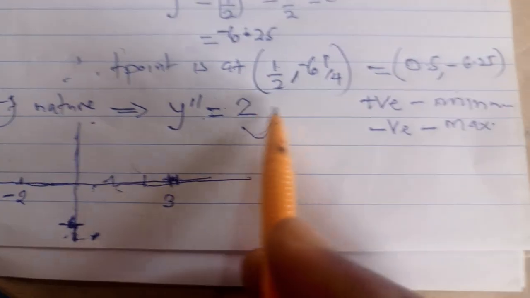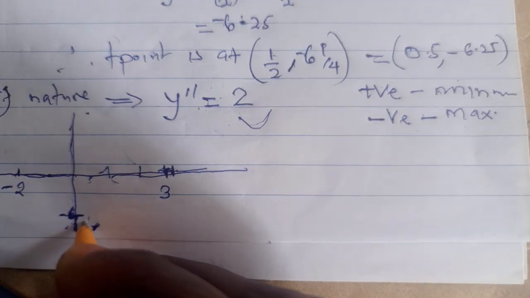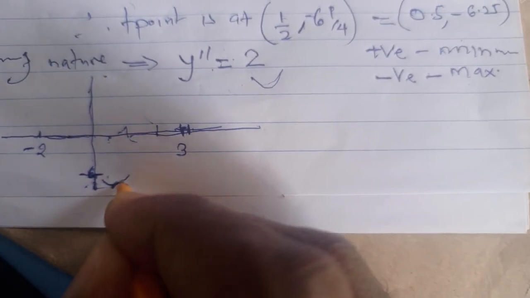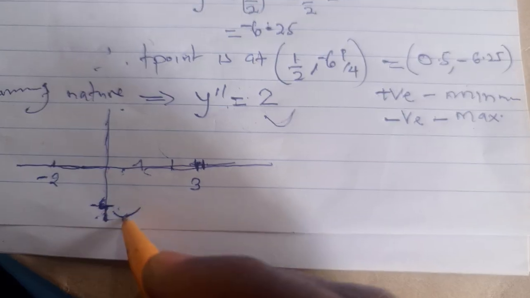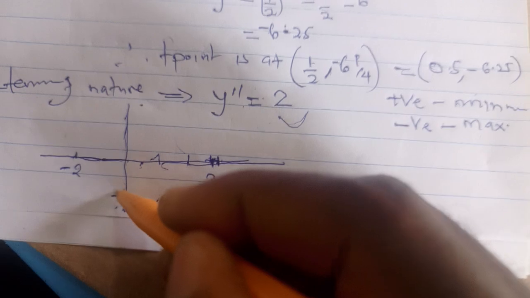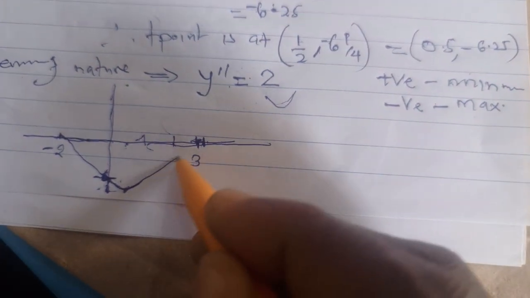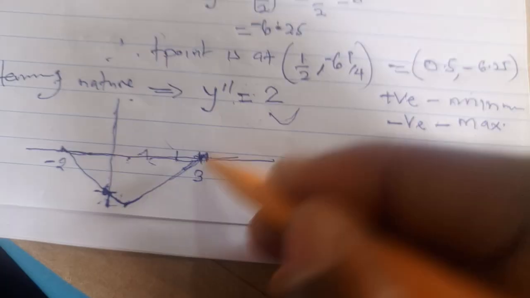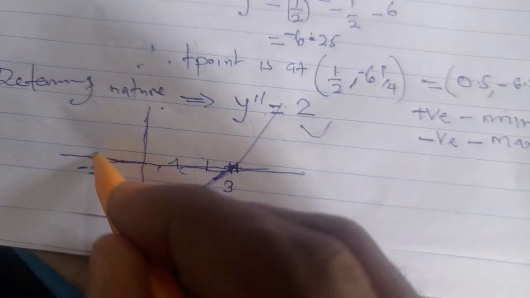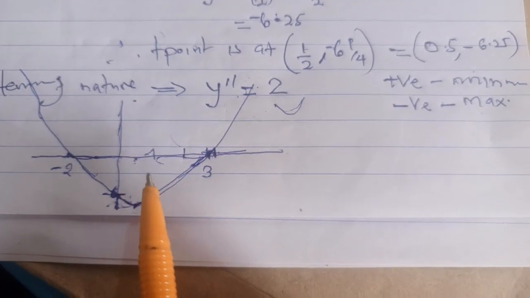And what did we say? The nature is a minimum, because the second derivative is positive. So minimum means it will curve upwards. And it's passing through the y-intercept, which you've seen is negative 6. So you draw there. And then it passes through the x-intercepts, one of them negative 2 and the other one 3. So you do this, and your curve will be something like this, a sketch. So this is the sketch that is required, and the procedure is as I've explained.